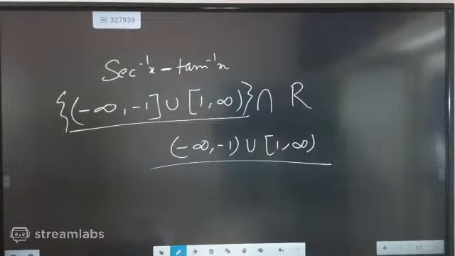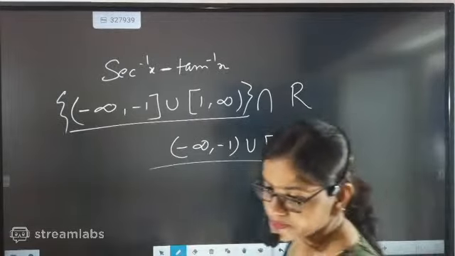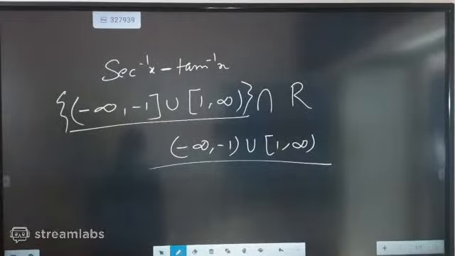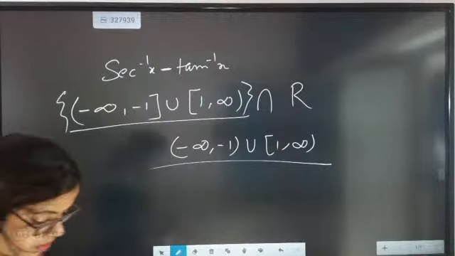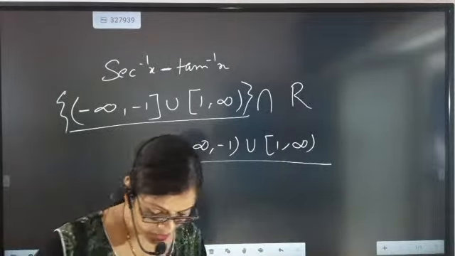Yesterday itself we have done, na? Correct, Anish. Minus infinity to minus 1 and 1 to infinity, absolutely correct answer, beta. I'm going to keep it till here. Tomorrow cosecant. Tomorrow and Sunday are holidays, beta.